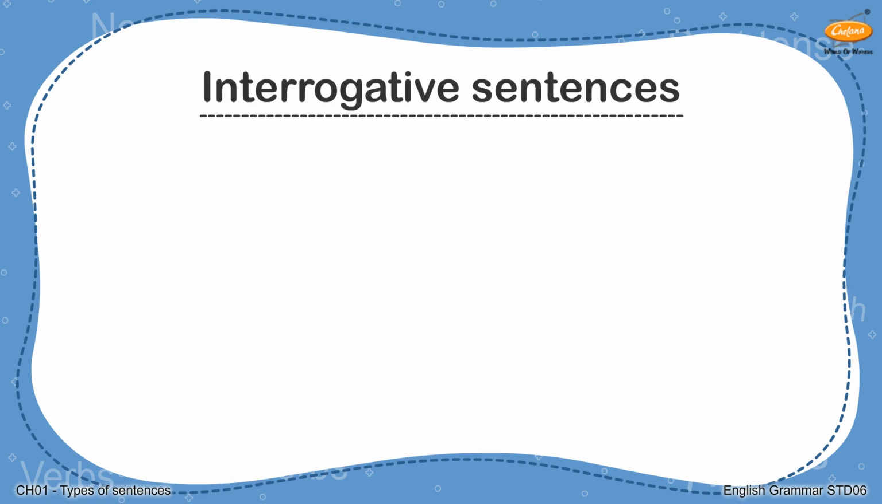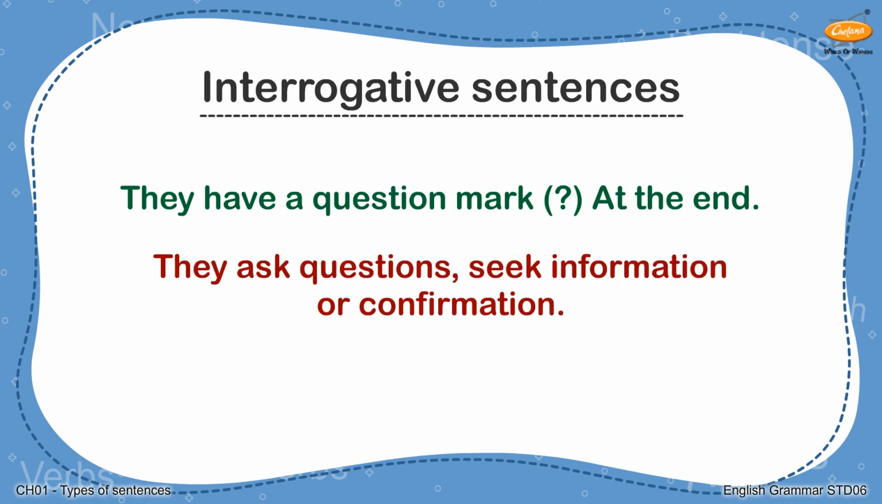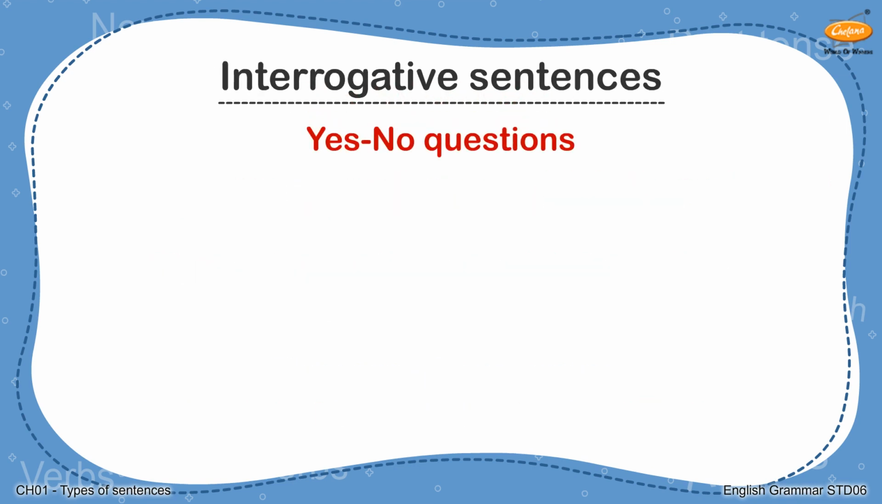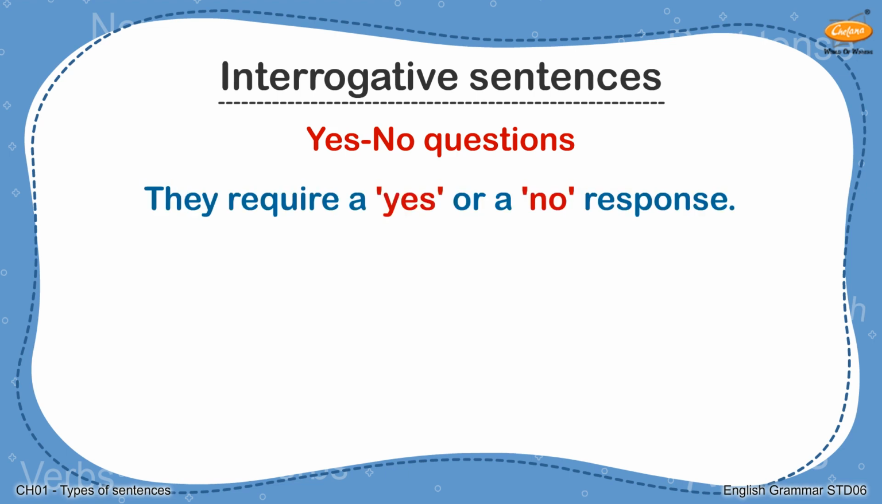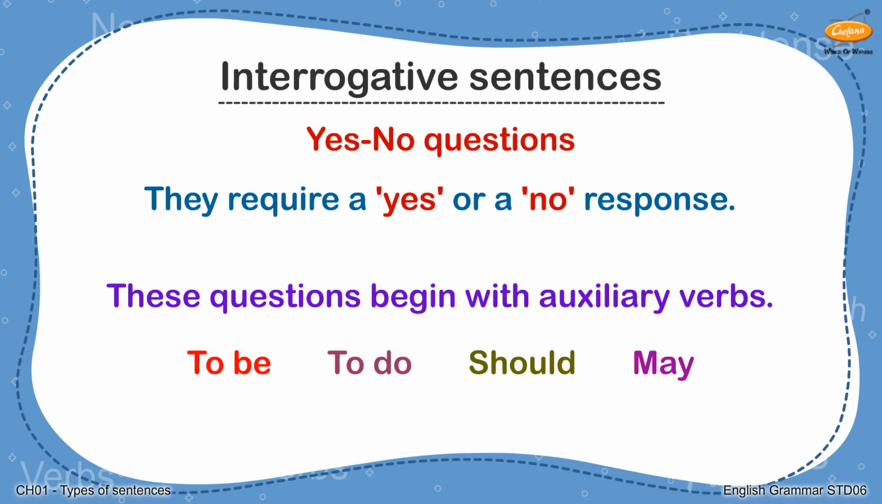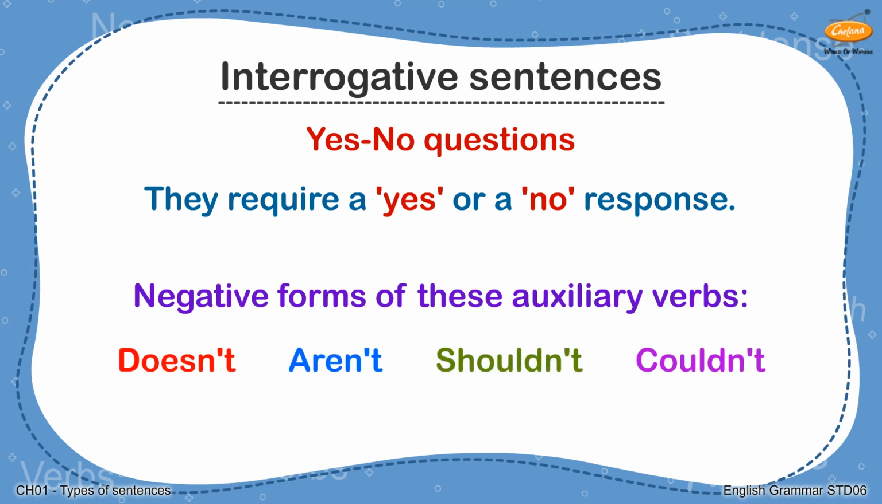Interrogative sentences are easily identified because they have a question mark at the end. This is because these types of sentences ask questions. They seek information or confirmation. These sentences or questions are of 2 types: yes-no questions and WH questions. Yes-no questions are sentences that simply require either a yes or a no as a response. They begin with auxiliary verbs like to be, to do, should, may, etc. They may also begin with negative forms of these auxiliary verbs such as doesn't, aren't, shouldn't, couldn't, etc.